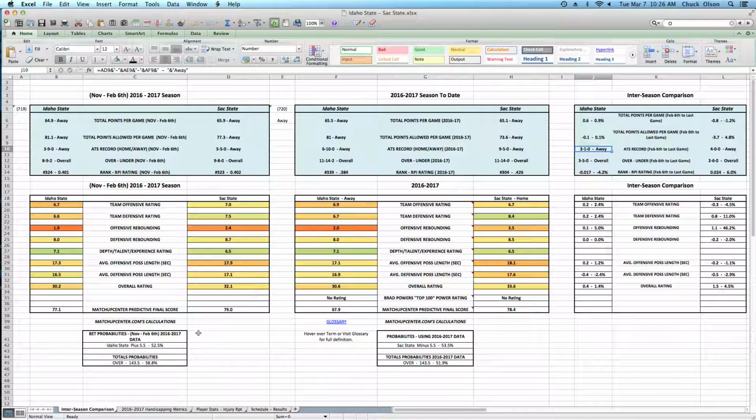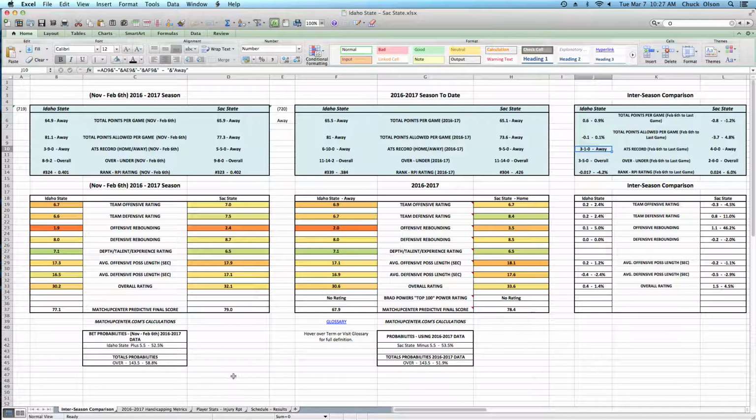Additionally, at the end, we have a proprietary calculation which takes each one of the bet possibilities available for the game and tells you who we think is going to win, with what percentage, based on these numbers. A quick look shows that based on the numbers generated through February 6th, if that game were being played at that time, we would have had Idaho State plus 5.5 with a 52% chance of winning. However, when you take the full season to date, it looks like we have Sacramento State as a minus 5.5 at 53.5% as the better bet. So we're seeing that Sacramento State is playing better, obviously.